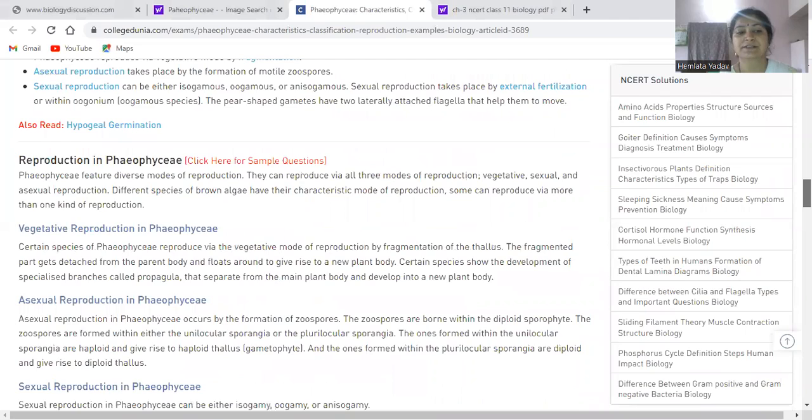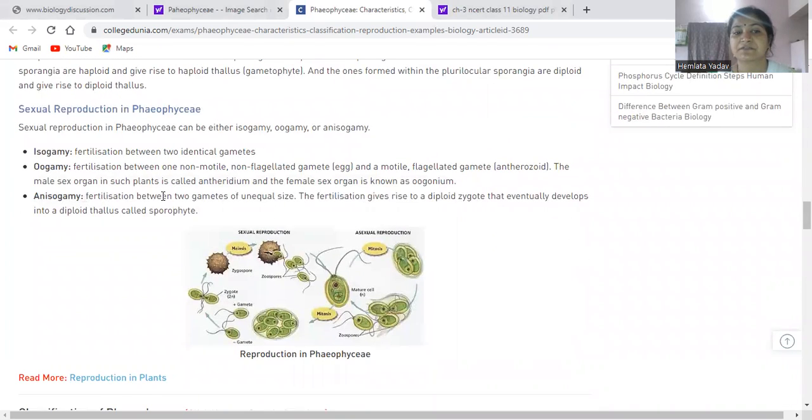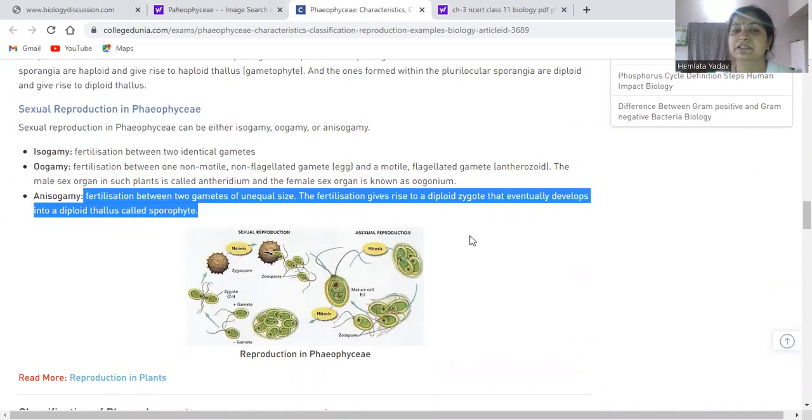And if it is anisogamy, that means fertilization is between two gametes of unequal size. The fertilization gives rise to a diploid zygote that eventually develops into the diploid thallus, called the sporophyte. So reproduction in Phaeophyceae includes sexual and asexual reproduction. Both are seen here in this image.